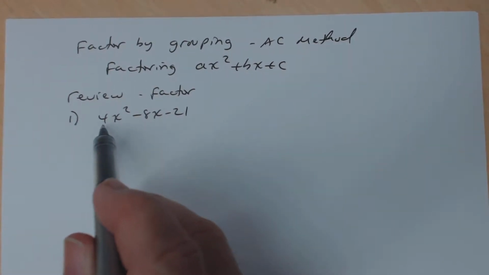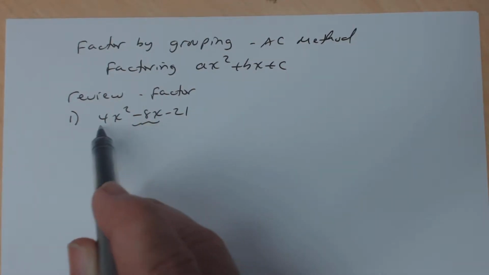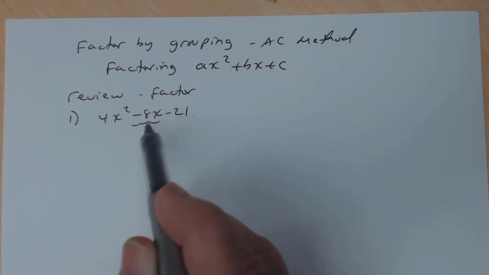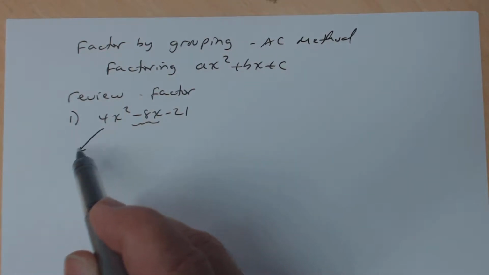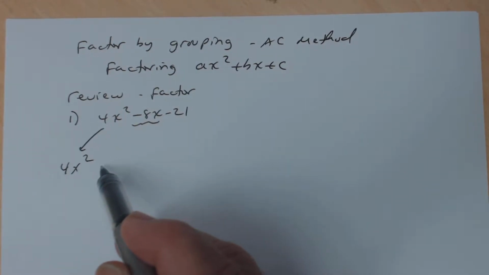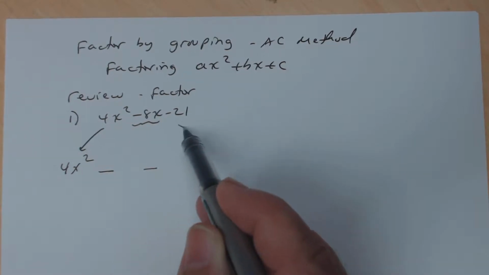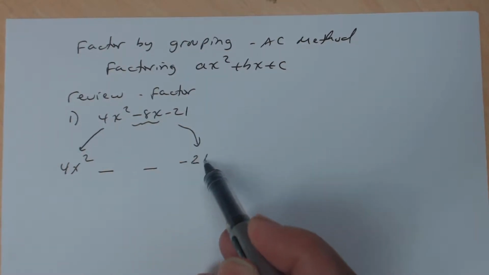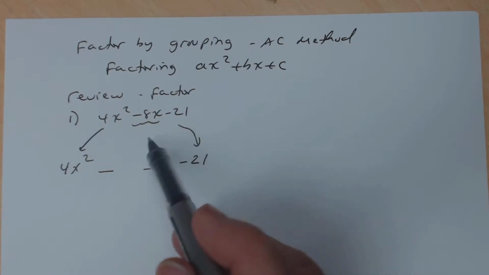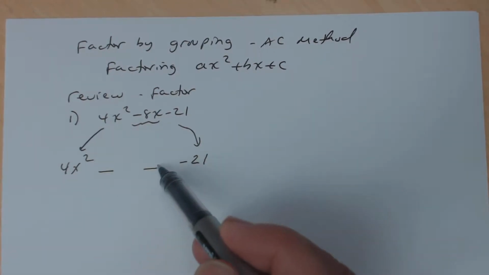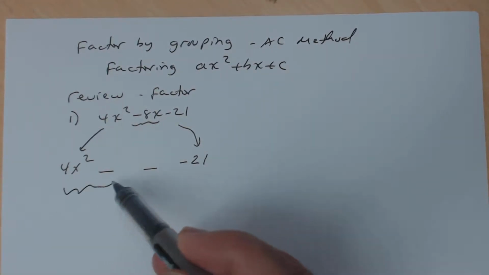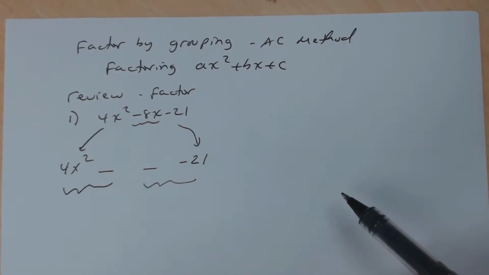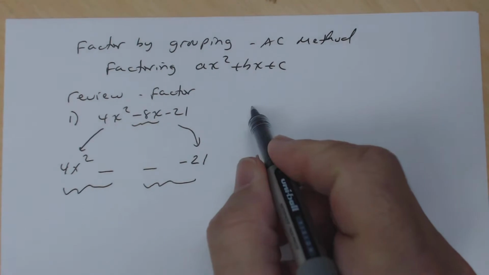And remember, the whole idea with the AC method is to rewrite the middle term using 2 terms, so that way you'll have 4 terms altogether. So we'll have something like 4x squared, then 2 terms here, and your last term will be negative 21. The idea is to find these 2 terms so that you can group the first 2 and then group the last 2, and then we'll go from there. All right, so remember the AC method.